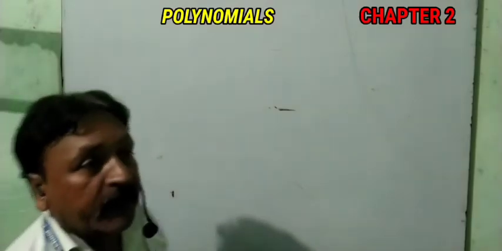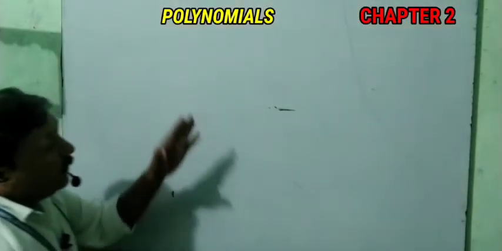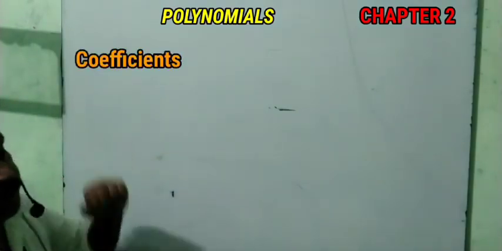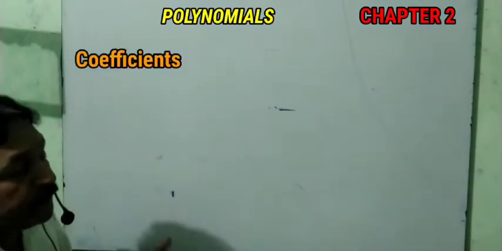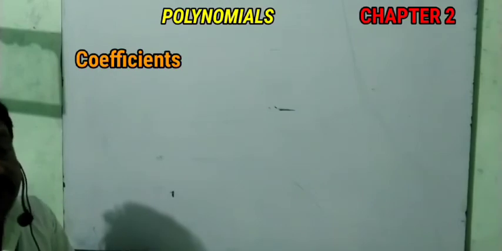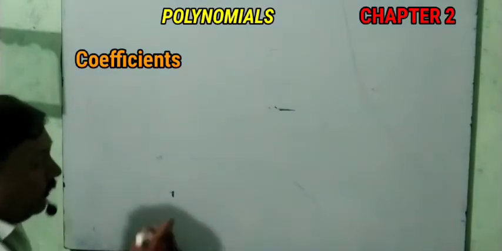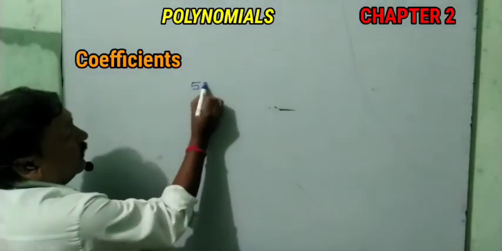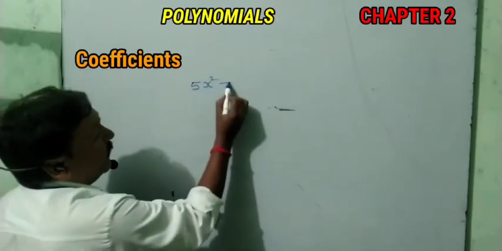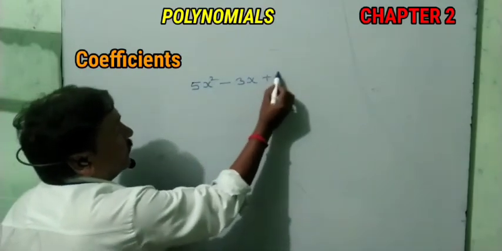Now students, one more concept which is needed before solving exercise 2.1 is this. See on the board, coefficients. So what is actually a coefficient? A coefficient is a multiple with a variable. Let us learn it from some example: 5x squared minus 3x plus 3.